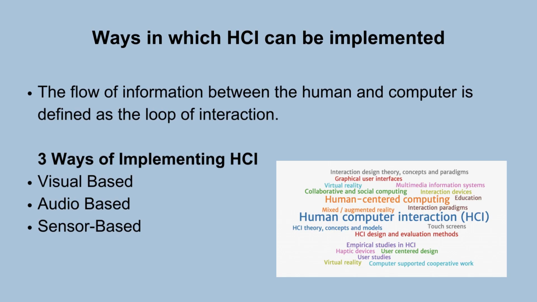Okay. The flow of information between the human and computer is defined as a loop of interactions. The loop of interaction has several aspects to it, including visual based, audio based, and haptic based. Visual based human computer interaction is probably the most widespread HCI research area. And audio based interaction between a computer and a human is another important area of HCI systems. This area deals with information acquired from different audio signals.